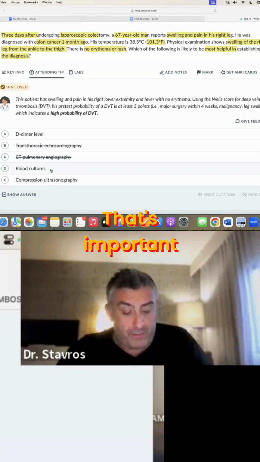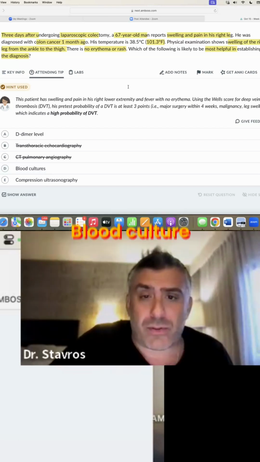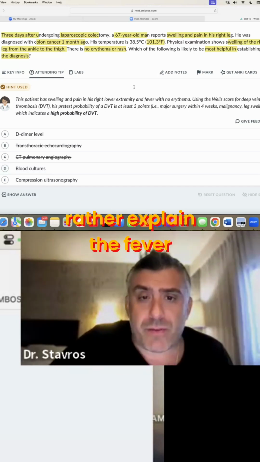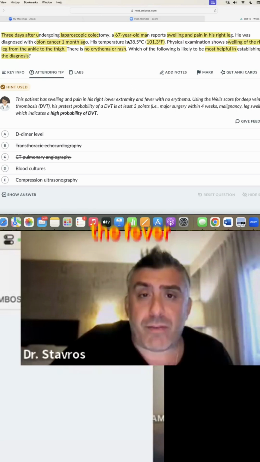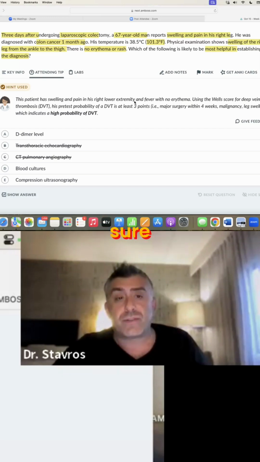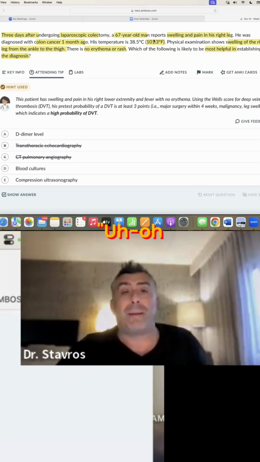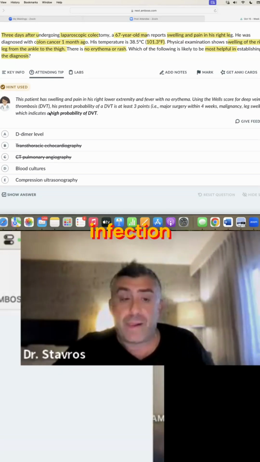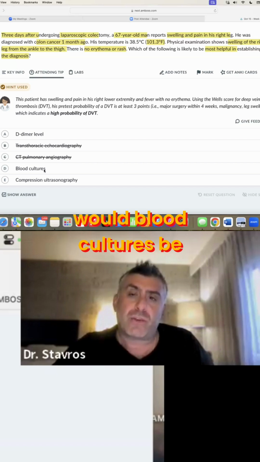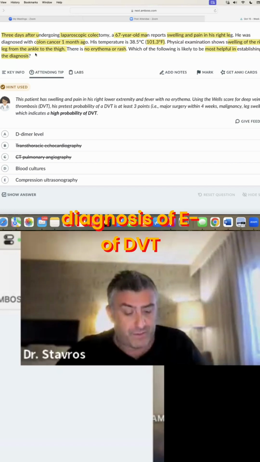Now we have blood cultures. Well, that's important. But I mean, why would you use a blood culture? Any idea, guys? Blood culture? That's why I would rather explain the fever. But DVT comes to mind, but would that explain the fever? Yeah, so there is fever with DVTs. Sure, there's a fever with DVT. But being that there's a fever here, we start thinking, maybe there's infection, right? But would blood cultures be helpful in establishing the diagnosis of DVT?